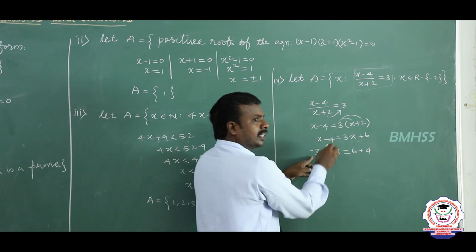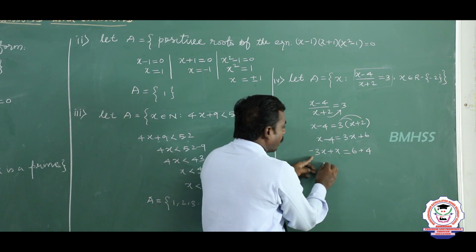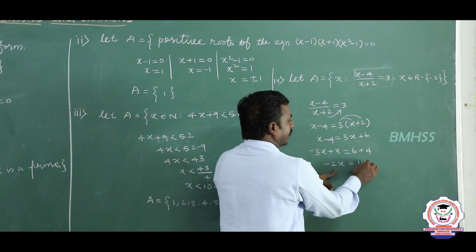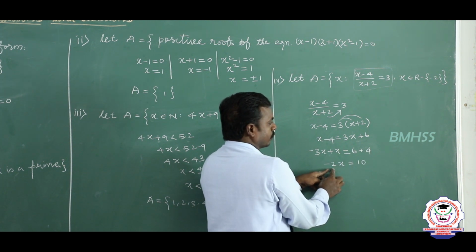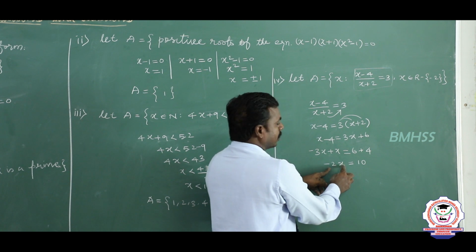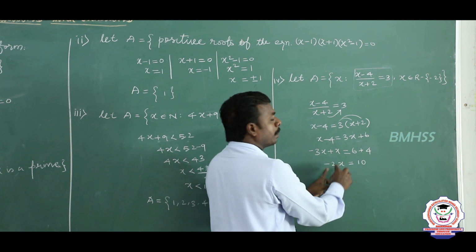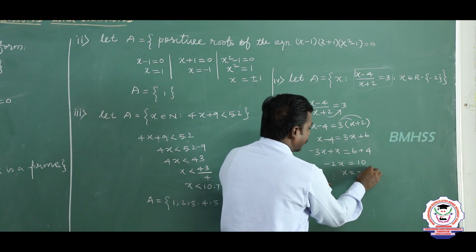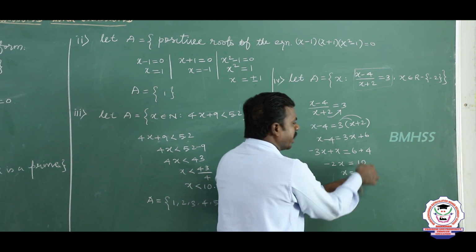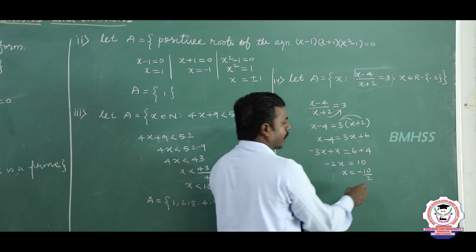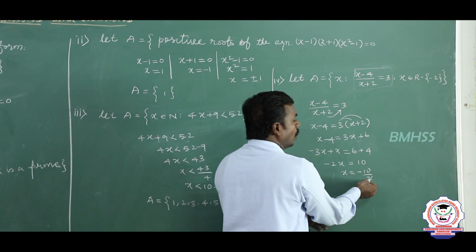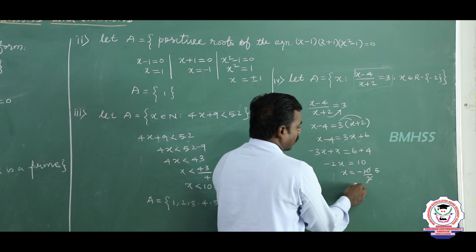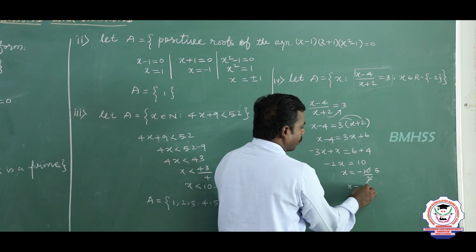So minus 3x plus x, that is minus 2x equal to 6 plus 4, that is 10. This minus 2 multiplies with the x. If you want to take this minus 2 to the right hand side, multiplication to division. Don't forget this. So x equal to minus 10 by 2. 2 how many times cancel with 10? That is 5 times, because 5 2s are 10. So therefore value of x equal to minus 5.